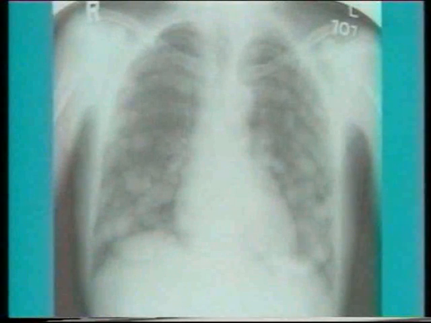This is one more X-ray showing multiple cannonballs. Note the large number of rounded opacities scattered in the lower zones of both the lungs.